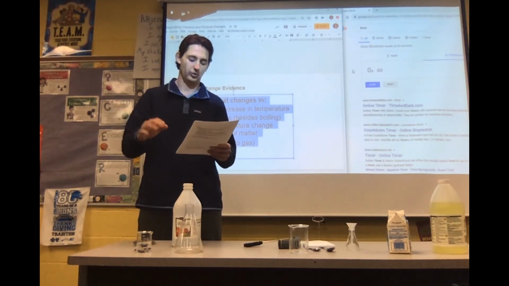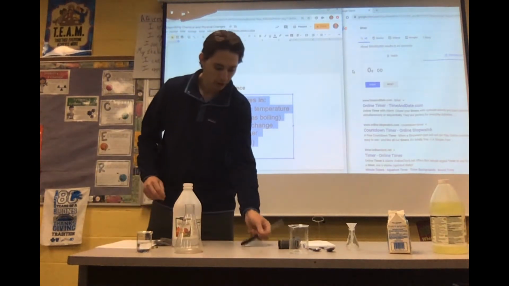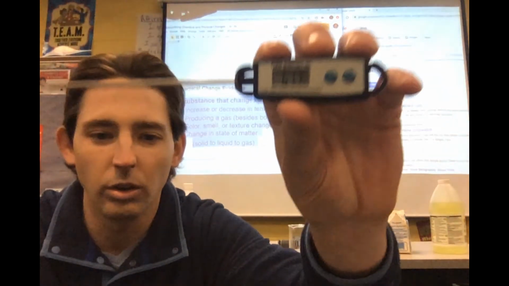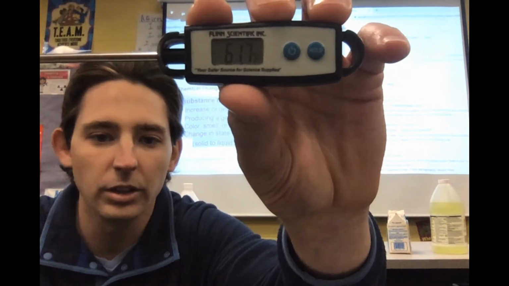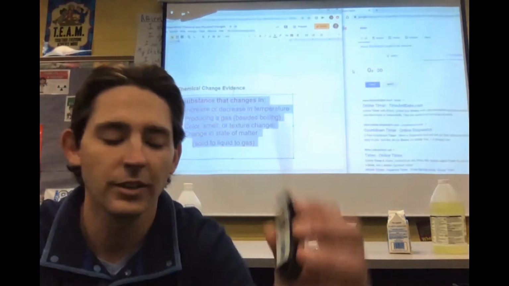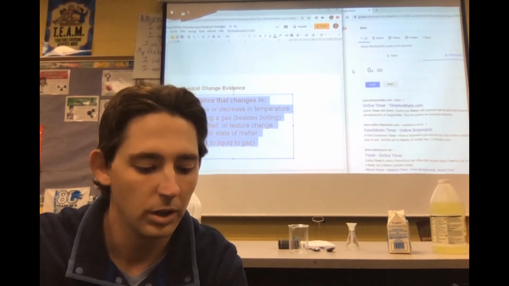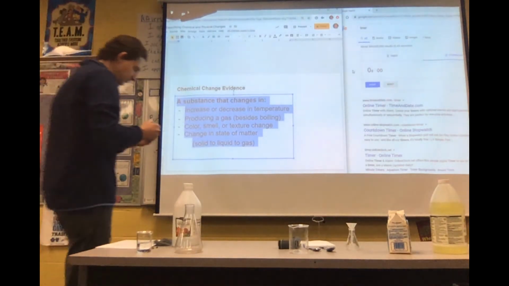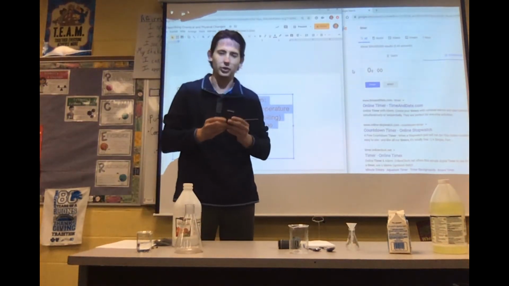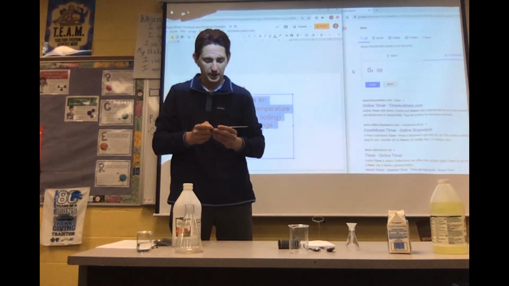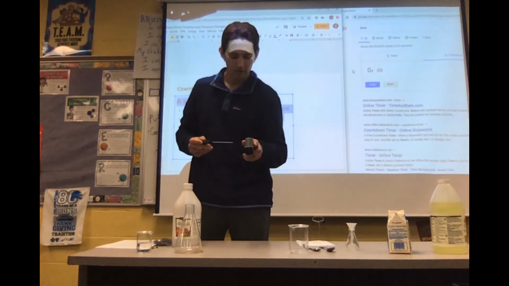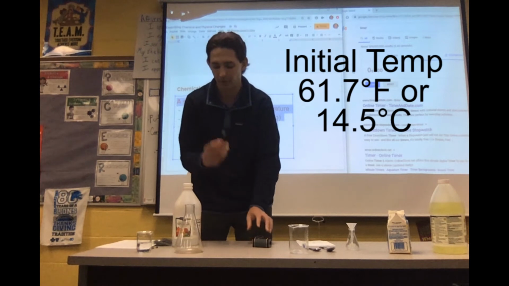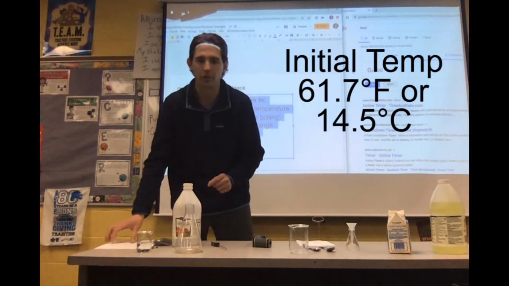Step 2. Step 3. Record the initial temperature. The initial temperature is just simply room temperature. It looks like 61.7 degrees Fahrenheit. I was trying to see if I could do it in Celsius, but I'm not able to do that right now. It is 14.5 degrees Celsius. That is the initial temperature, and that's what you're going to record in your data table.